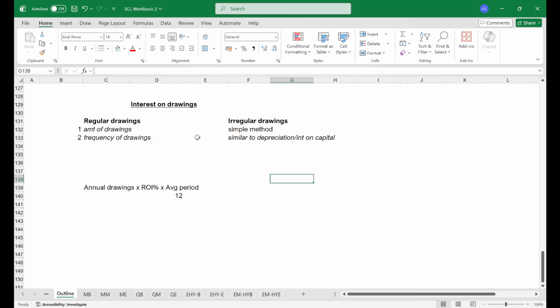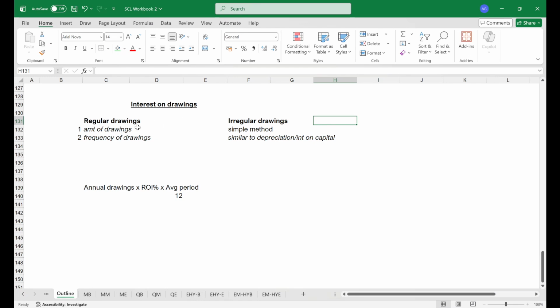Therefore, you are classifying drawings in two different ways based on regularity and irregularity. There is something called regular drawings and irregular drawings. Irregular drawings are those where the amount of drawings will not be constant. Partner will be withdrawing 50,000 one day, then the second time he may withdraw 70,000, then the third time he may withdraw 30,000. And the dates of withdrawing will also not be consistent. Sometimes he will withdraw on 17th August, sometimes he will withdraw on 30th November. So again, two inconsistencies you can find in irregular drawings.